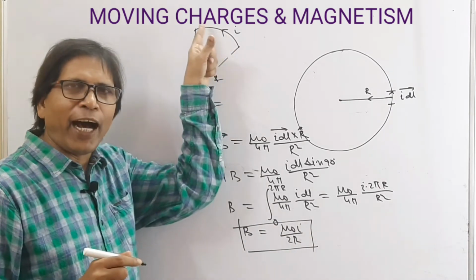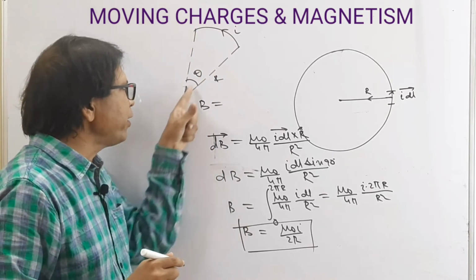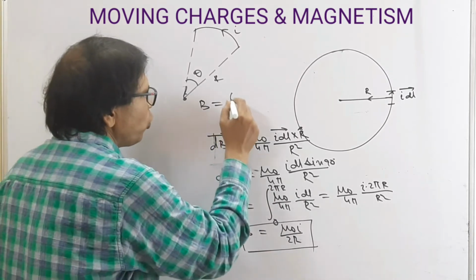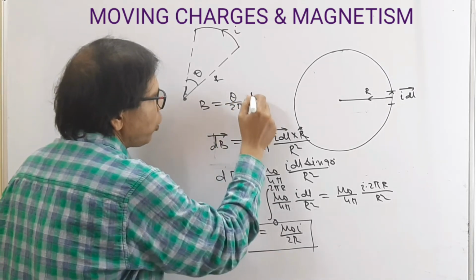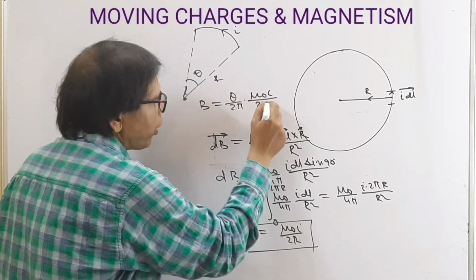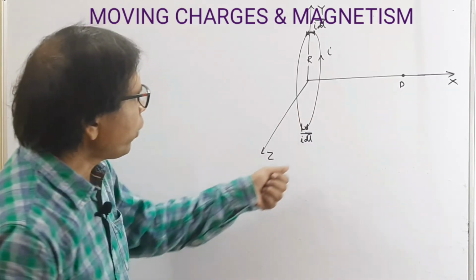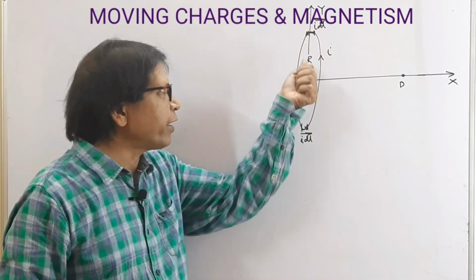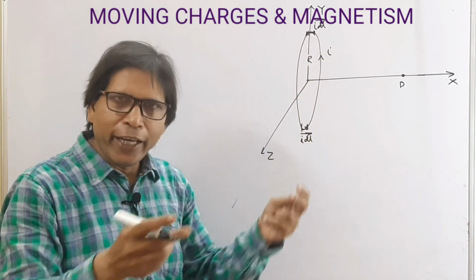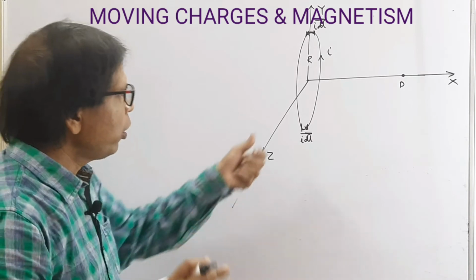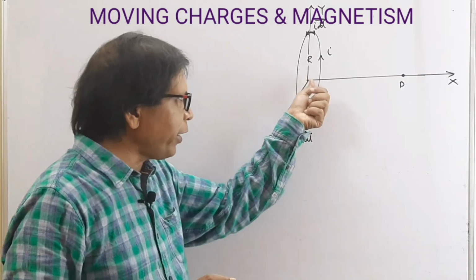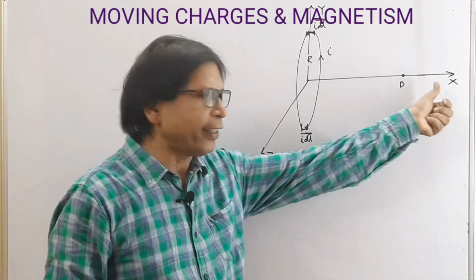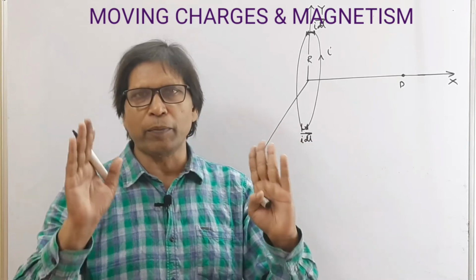Now look at this. This is an arc. This arc makes an angle theta at the center. Now the magnetic field at the center is equal to theta divided by 2 pi into mu naught I by 2r. Okay? Understood? Look at this. This is a circular coil of radius capital R carrying current I in an anti-clockwise direction. We have to calculate the magnetic field on the axis of the circular coil, that is on the x-axis. That is, the coil is in the yz plane.